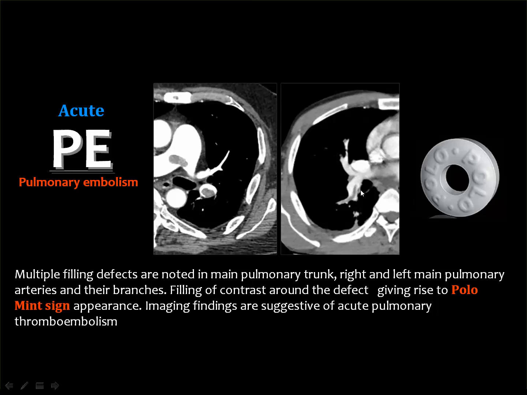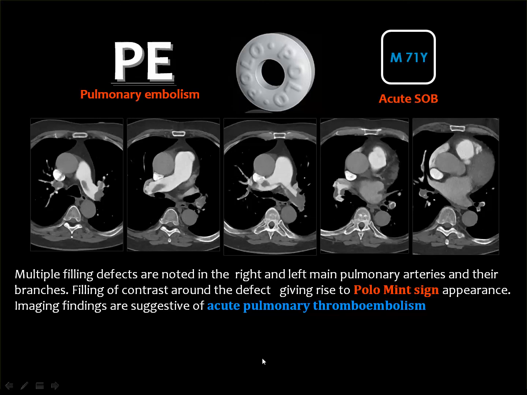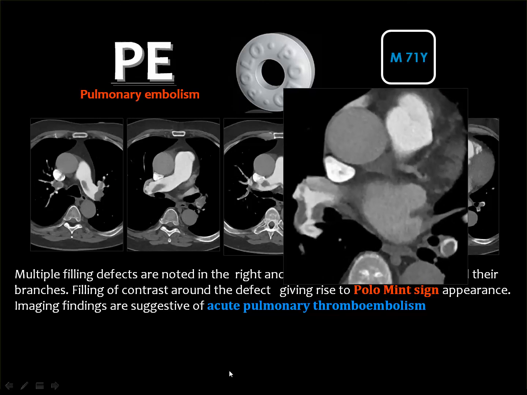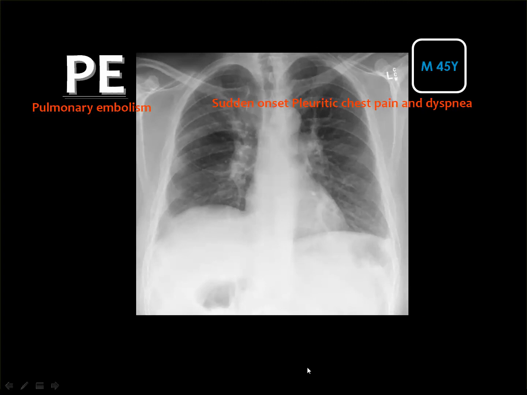And this is the railway track sign, where you get the embolus with contrast on both sides of the embolus itself. And an embolus crossing the bifurcation of the artery, affecting the left and right branches, is known as a saddle embolus. And here also you can see the polo mint sign with contrast material surrounding the embolus, and the railway track sign on the reverse of the sign: you get contrast material going through the embolus itself.